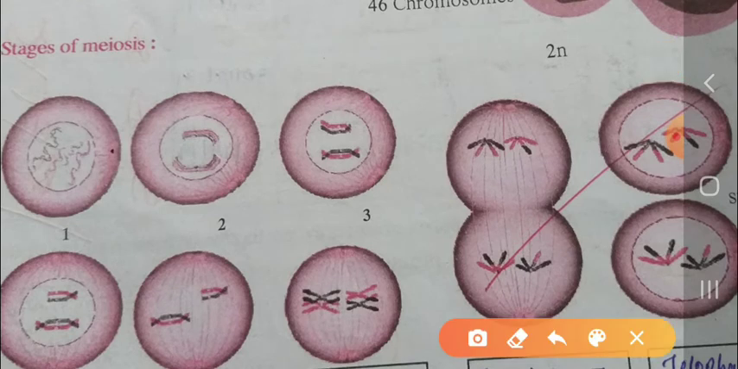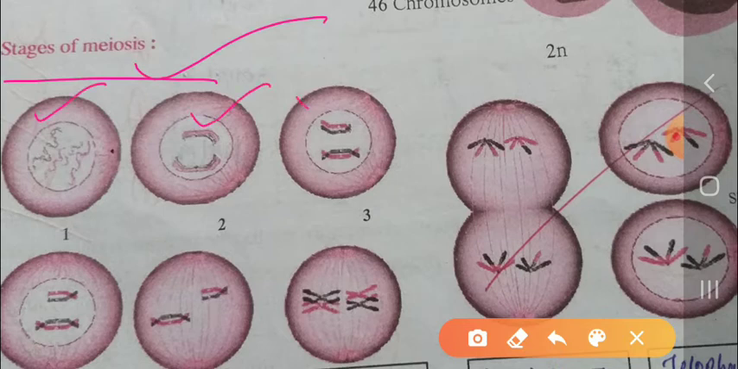Let us see, children. Now, these are the stages of meiosis. Here is the first stage, second stage, third stage, fourth stage, and fifth stage. You know that meiosis occurs in two steps. So here, what we are going to see is the first step. We'll see first to 5, I mean 1, 2, 3, 4, 5. These slides are for prophase 1. This slide is for metaphase 1.